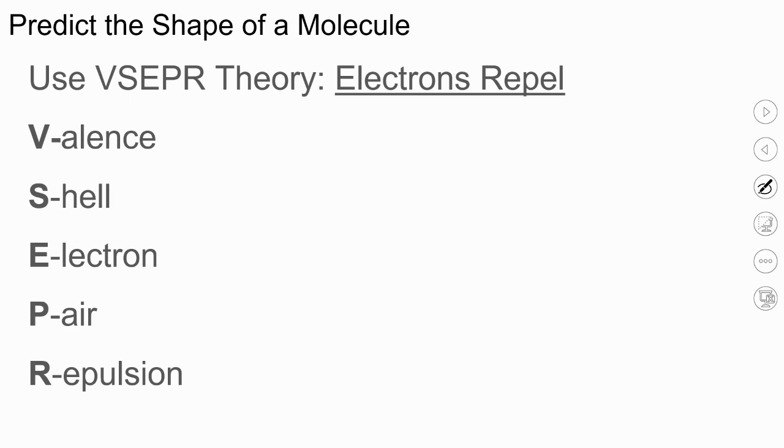So we are going to use this theory. We're trying to figure out the shape of molecules. This is called the VSEPR theory, and the basic concept is that electrons repel. You probably already know that, right? Electrons are negatively charged. If you have a negative charge and a negative charge, those are going to repel. VSEPR stands for valence shell electron pair repulsion. So the electrons in the outer orbitals are going to be repelled, and they're going to try to go as far away from each other as they can. And that's what gives us these shapes.